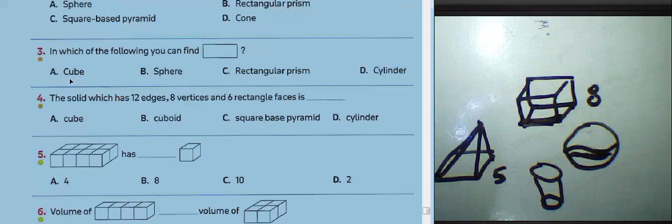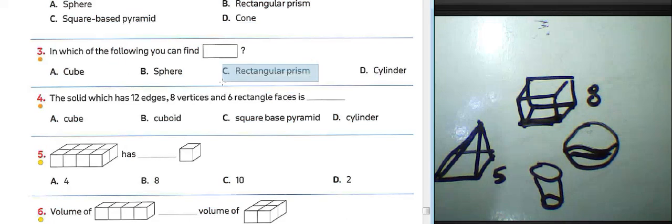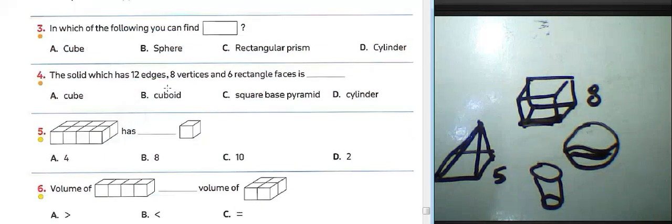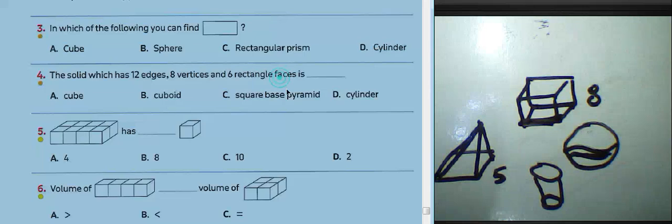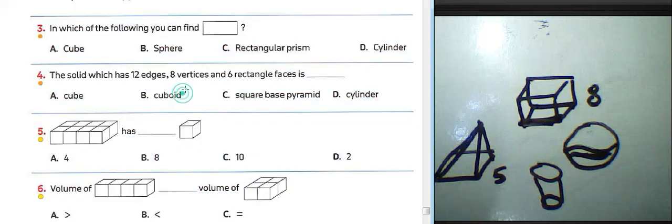Question number 3. In which of the following can you find a rectangle? We can find it in a rectangular prism, such as this figure. Next, a solid which has 12 edges, 8 vertices, and 6 rectangular faces, it will be what? It will be a cuboid, or rectangular prism. We can call this cuboid rectangular prism.